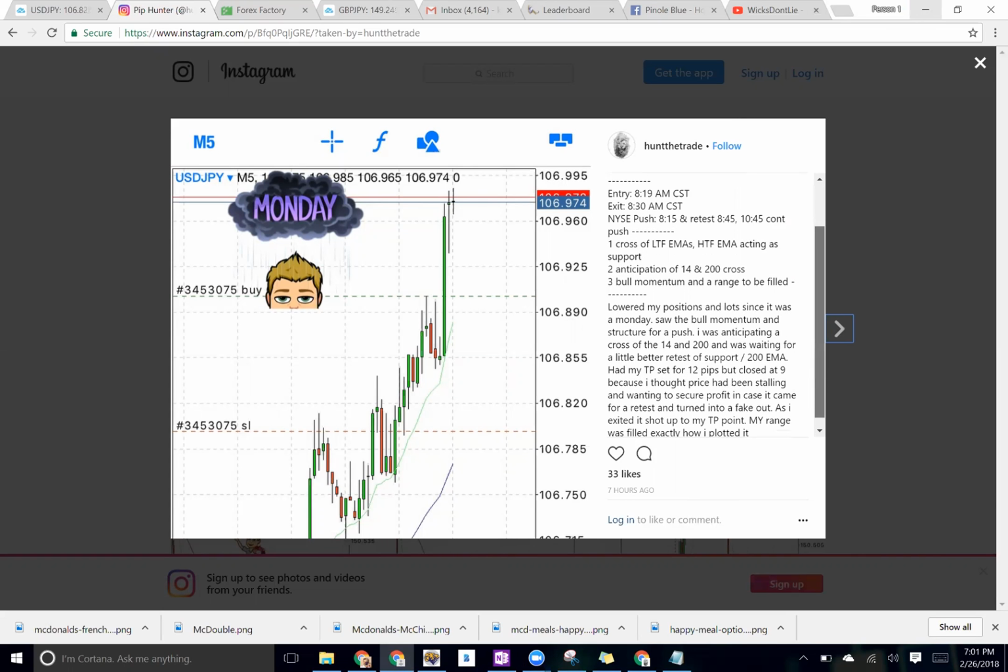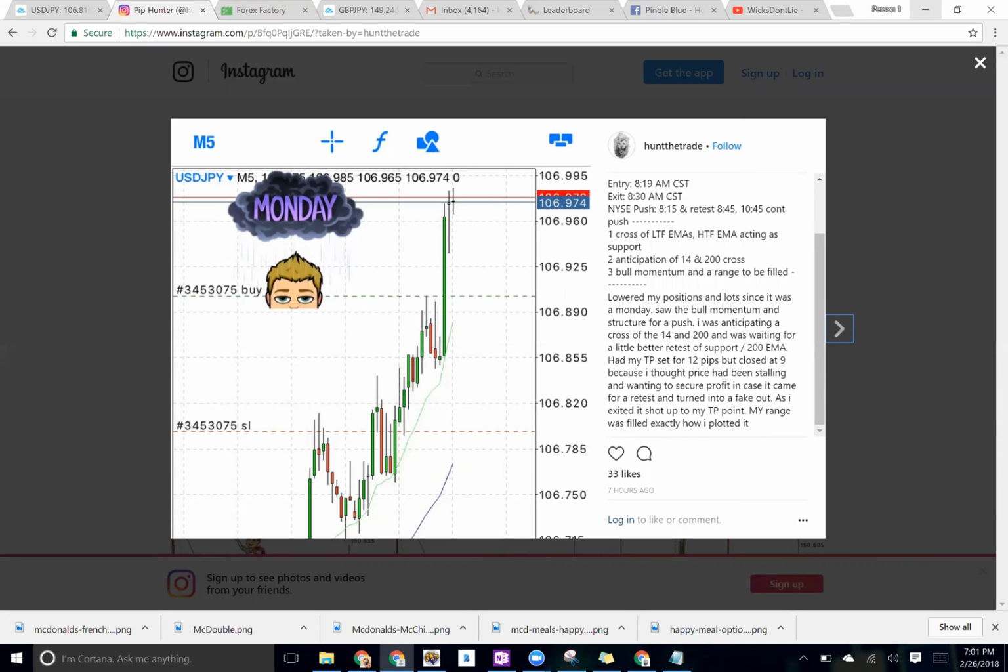Since it's Monday, I did only one position with a small lot, just because on Mondays and Fridays, I'm pretty conservative with how I do everything. My TP was for around 12 pips, but I closed out at 9, and right as I closed, it shot through and would have gone to my TP, but right after it just went up a few more pips, and then it did go back down to retest. So I think that I timed my entries pretty well.